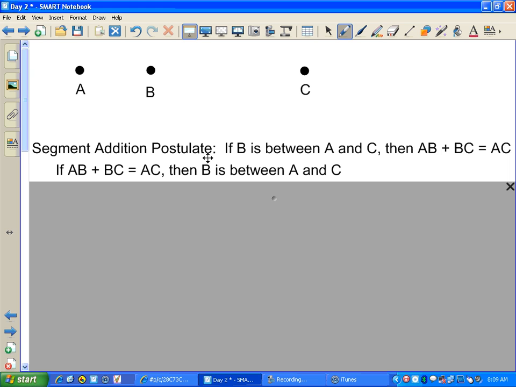So the segment addition postulate is our first one. And this is going to be used a lot when we get to proofs. Because it does exactly what it says it does. It adds segments together. So it allows us to take two segments and combine them into a bigger segment. So if I've got points A, B, C up here, I can make a segment AB. So there's segment AB. I also have segment BC.